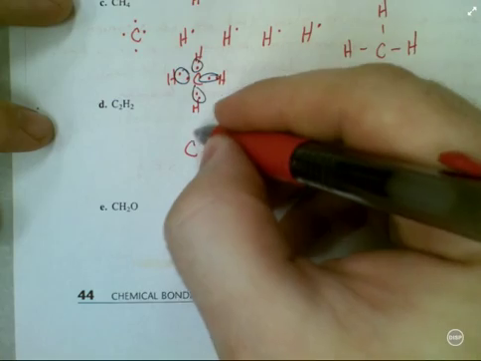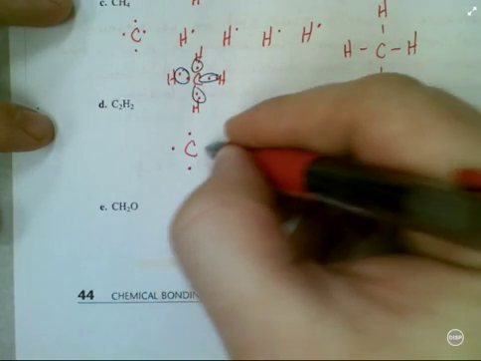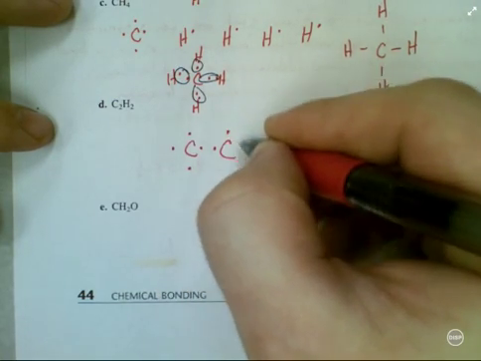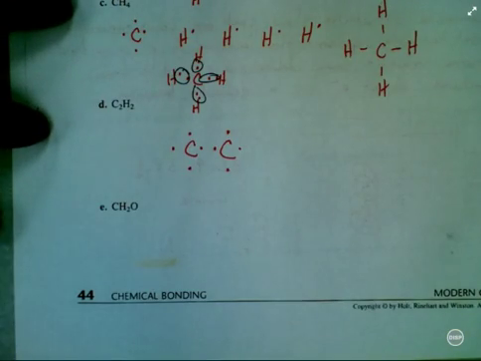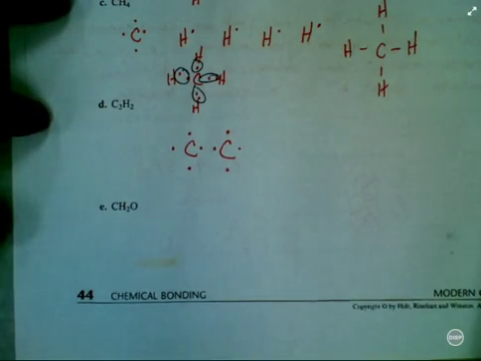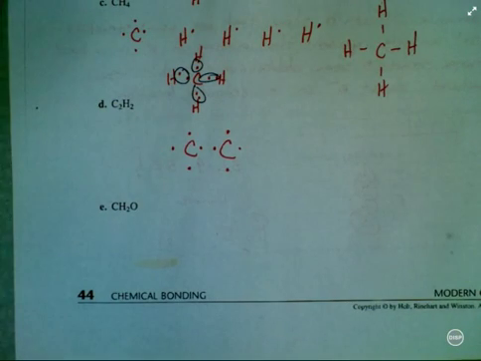So I have my 2 carbons. I'm going to put them in the middle. Write down their 4 valence electrons so I can be aware of how many bonds they need to have. Notice that each carbon has 4 unpaired valence electrons. That's how we know that it wants to form 4 bonds.